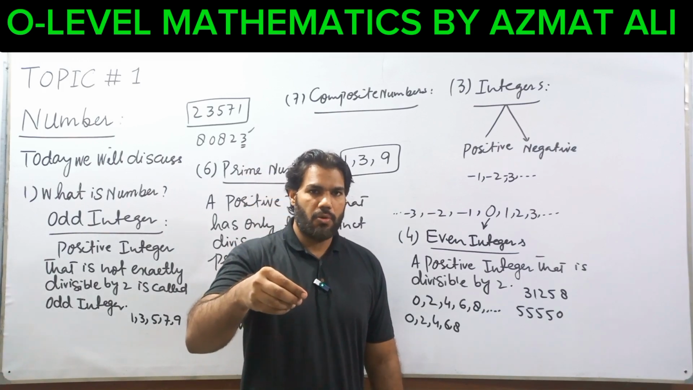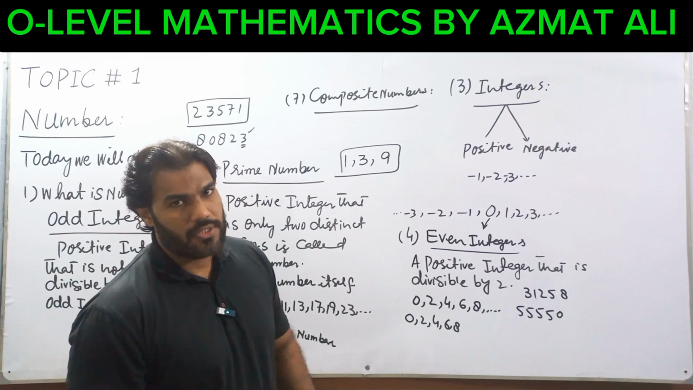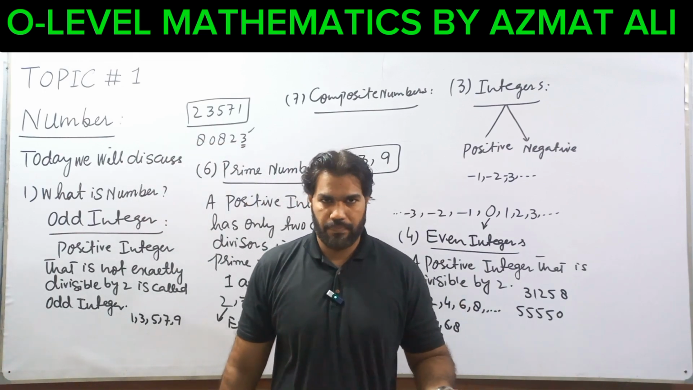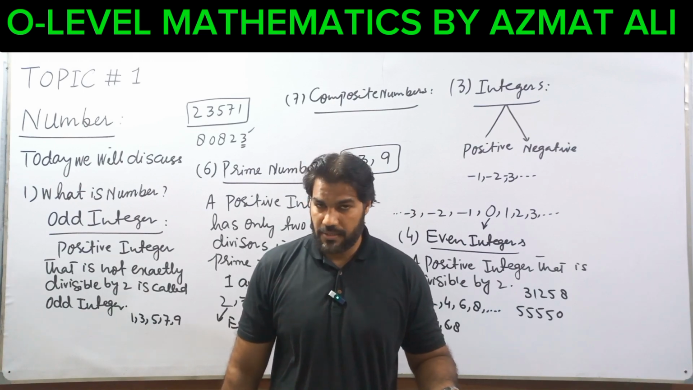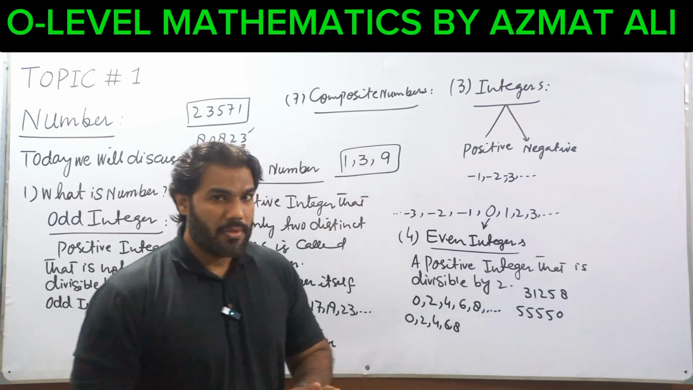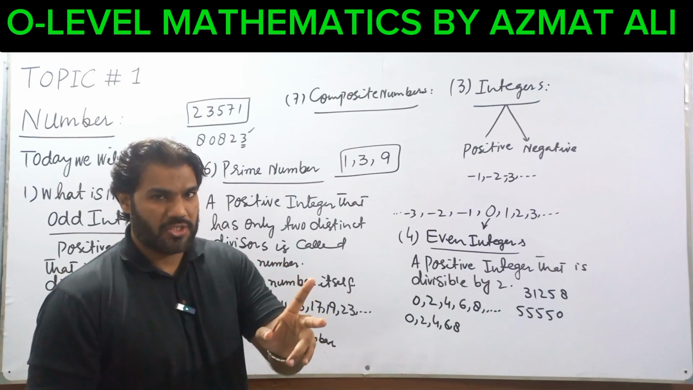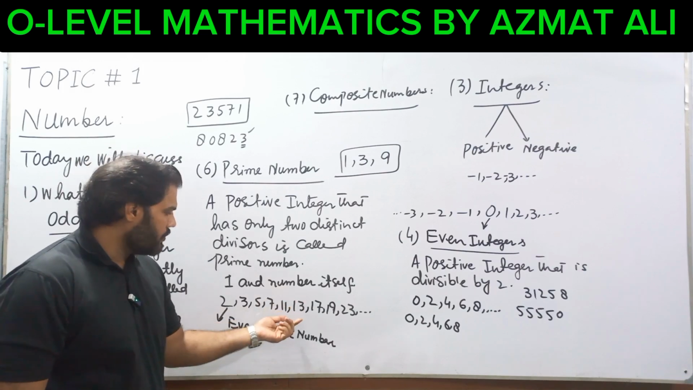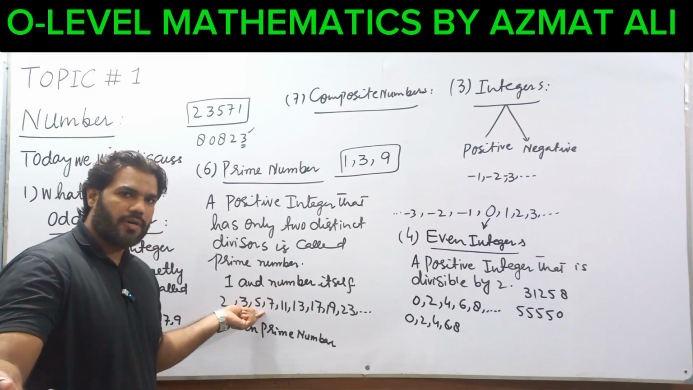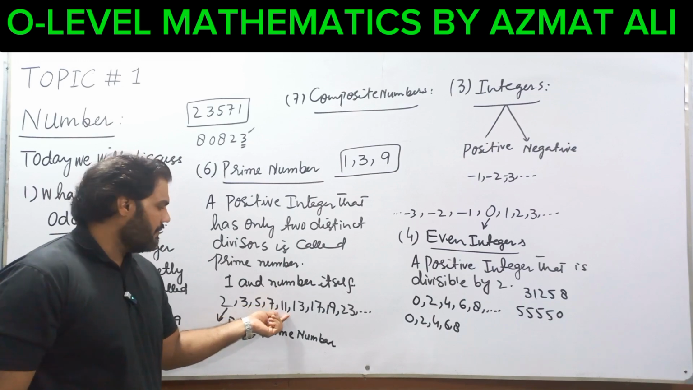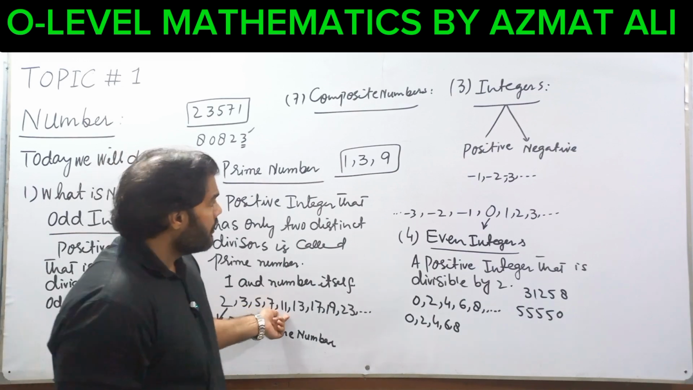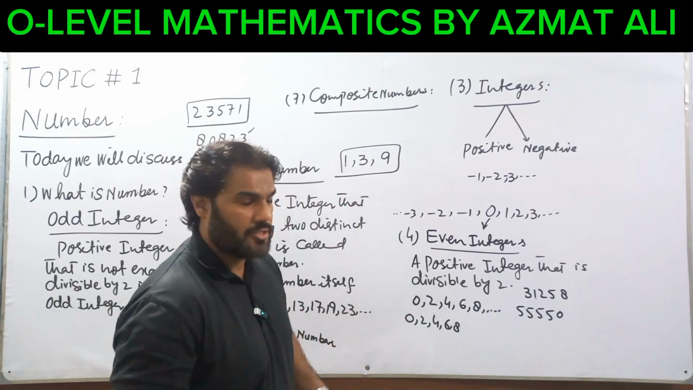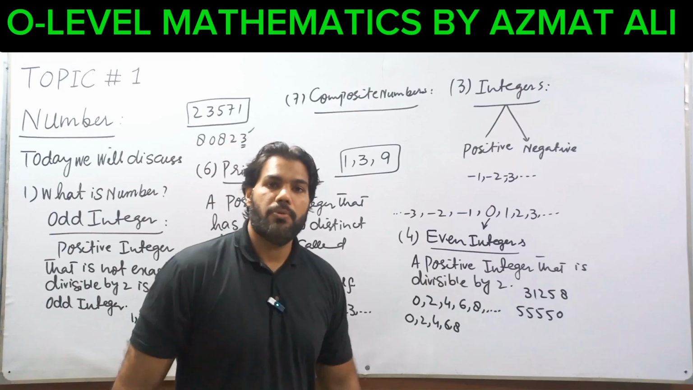The actual definition of a composite number is a positive integer that has more than two divisors. In a prime number there are only 2 distinct divisors: one is 1 and the second is the number itself. For example, 5 is divisible by only 1 and 5, 7 by only 1 and 7, 11 by only 1 and 11. Whereas 9 has 3 divisors: 1, 3, 9. So 9 is a composite number.